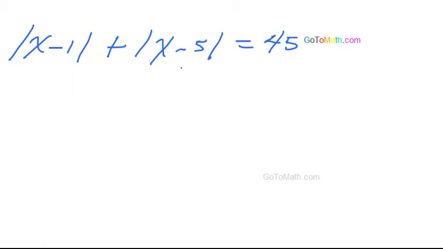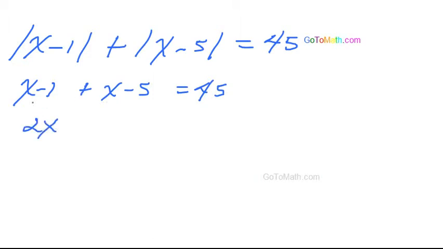Okay. So the first thing we're going to do is just go ahead and drop the absolute value bars. So we have x minus 1 plus x minus 5 is equal to 45. So we got this equation here. We want to solve for x. Collect up your like terms. So we have two x's that are like, and then we have minus 1 minus 5, that's -6.